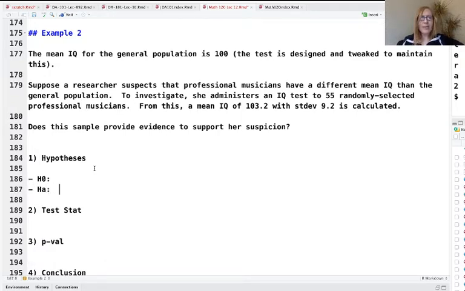Our alternate hypothesis, mu not equal to 100. We think it's different than 100. Not necessarily smaller, not necessarily bigger, just different. Of course, for the null hypothesis, right away, that means mu has to be equal to 100.